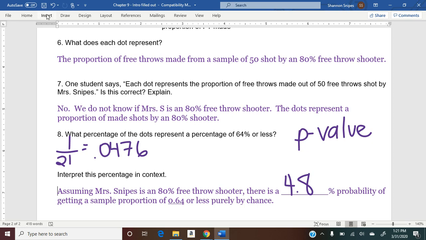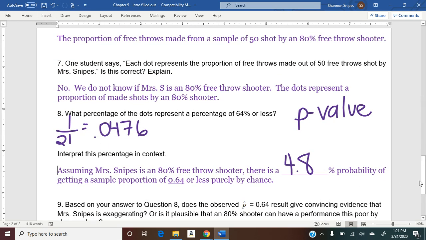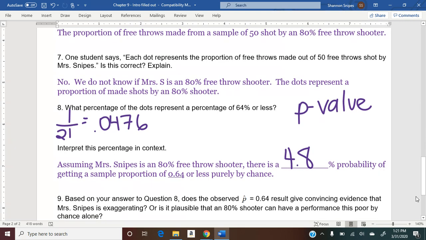So what does that mean about my claim? Do we have convincing evidence that I am exaggerating? Or is it plausible that an 80% shooter could have a performance this poor by chance alone? Take just a second and see if you can think of that answer. Okay. Think of statistically significant. Is this result statistically significant?